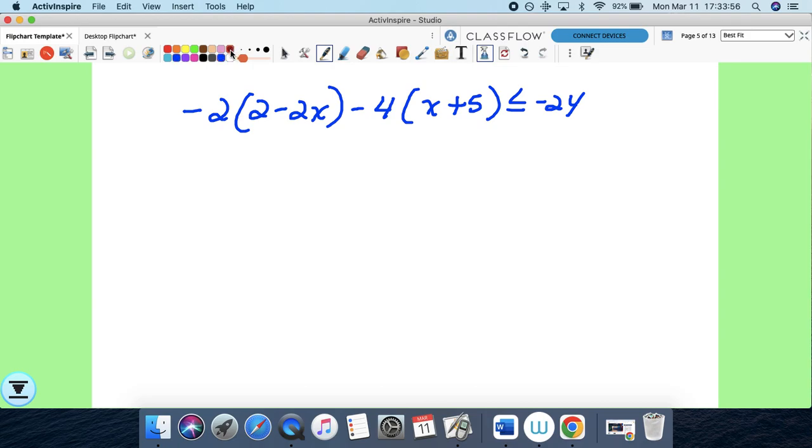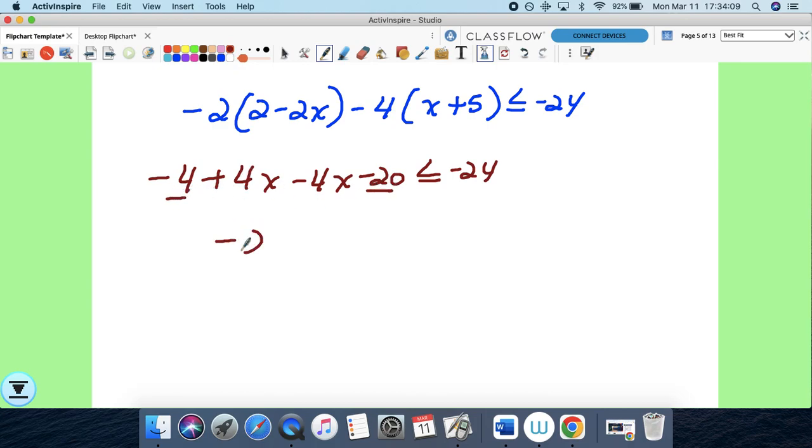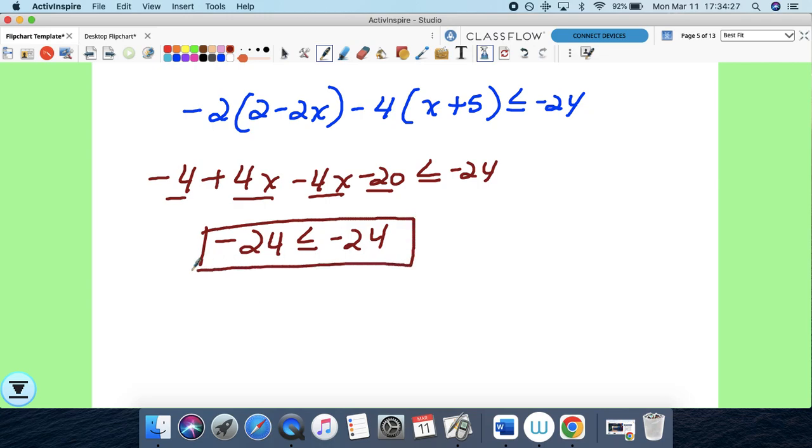That's the expression. Negative 4 plus 4x minus 4x minus 20 is less than or equal to negative 24. Combine like terms. Let's combine negative 4 and negative 20. We get negative 24. And then 4x minus 4x equals 0, so that goes away. And then I have this. Now, think about what that meant. When you get to this, what does that mean?